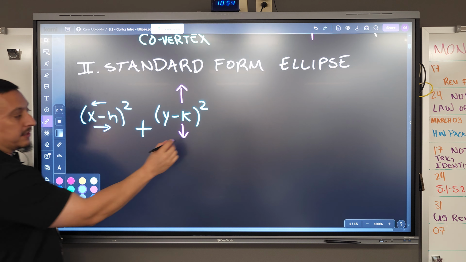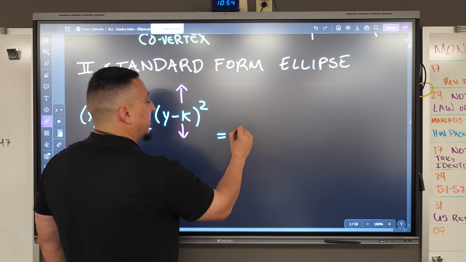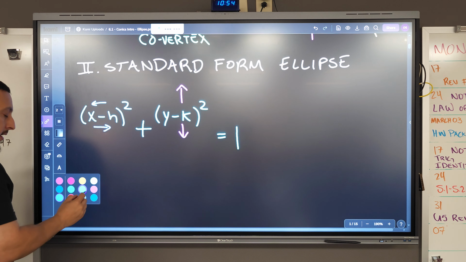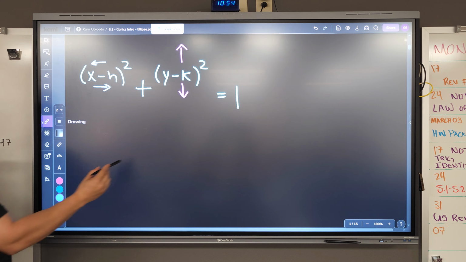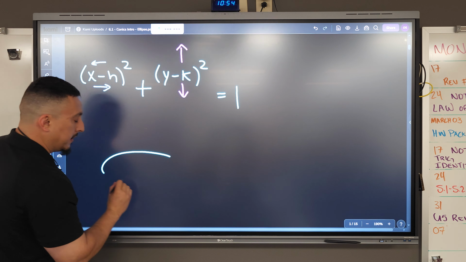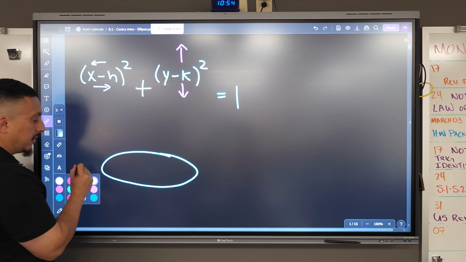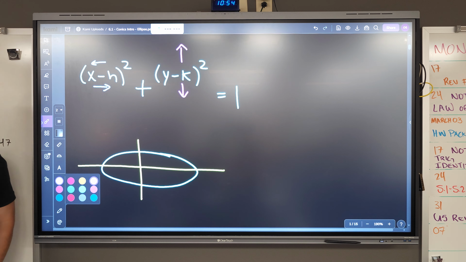Now the difference on this one: yesterday it was equal to what? You guys remember? R squared. This one's equal to 1. It's different, so slight differences. Right below this, let's add another one because I've got to explain something to you. Let's have the major axis here, the minor axis here.